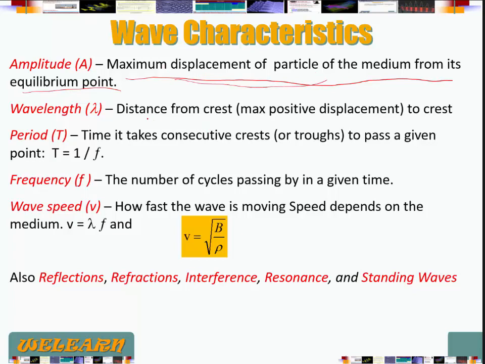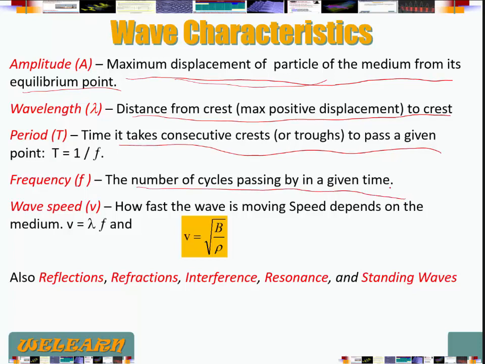The wavelength is going to be the distance from crest to crest, like for regular waves. The period, like for regular waves, is the time it takes consecutive crests or troughs to pass through a point. The frequency is the number of waves passing by a particular location in any given time. It is the inverse of the period. It's the number of cycles per second.